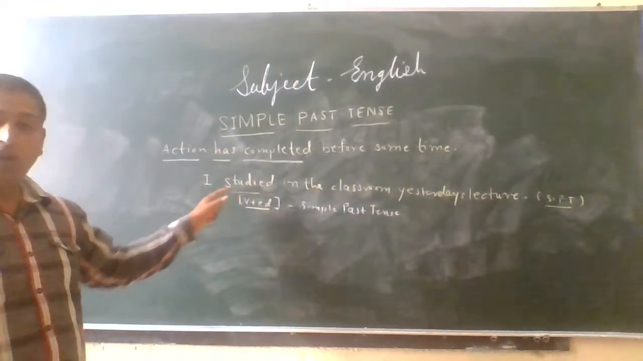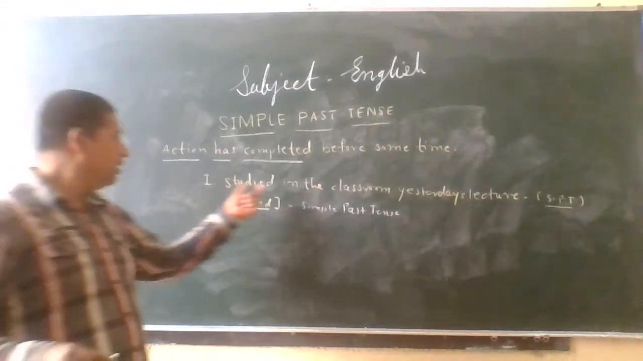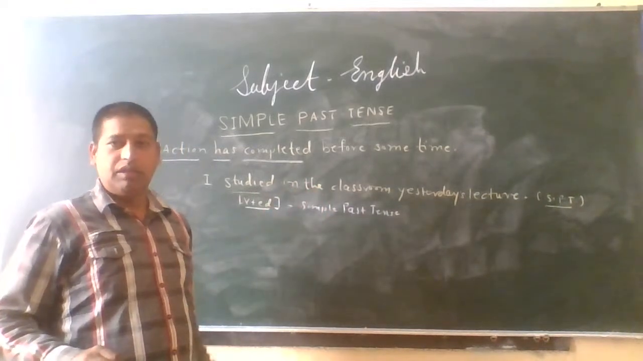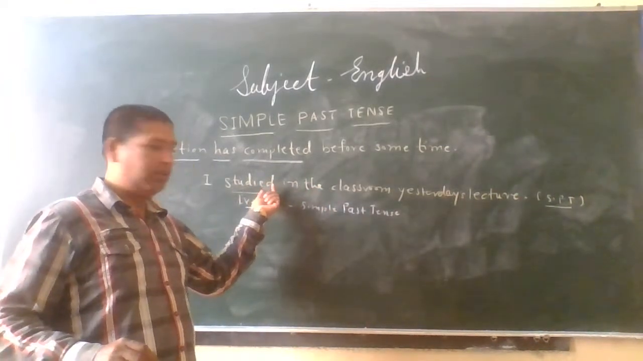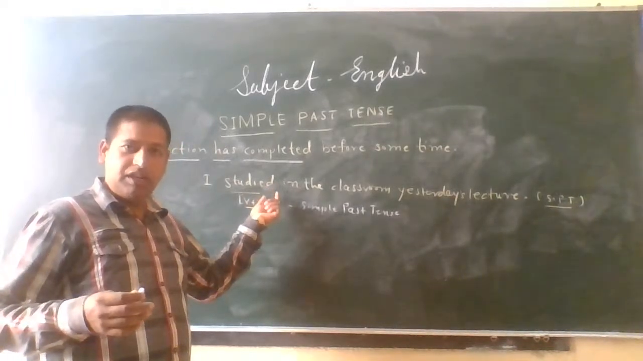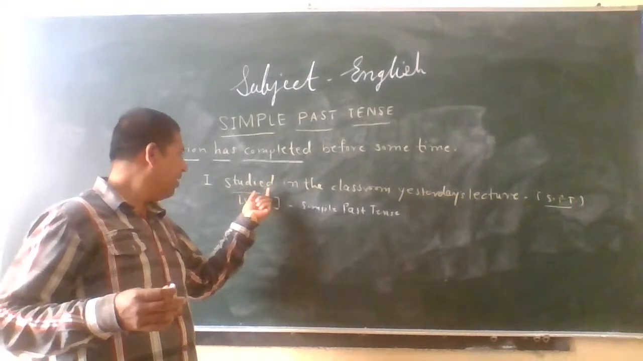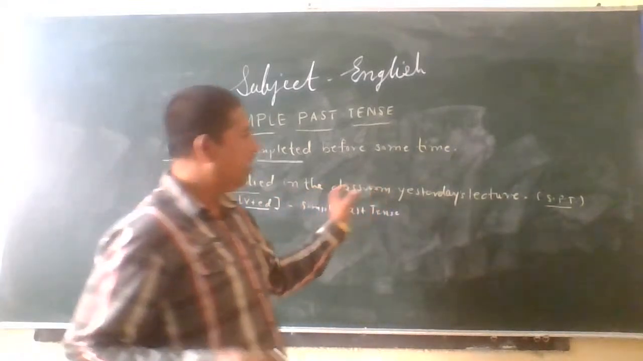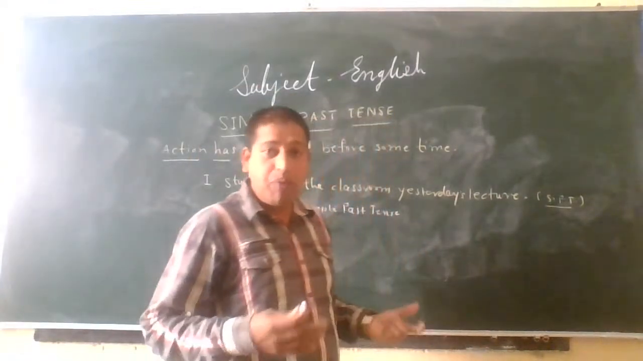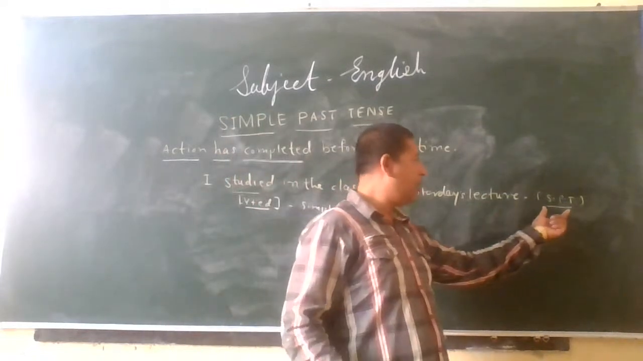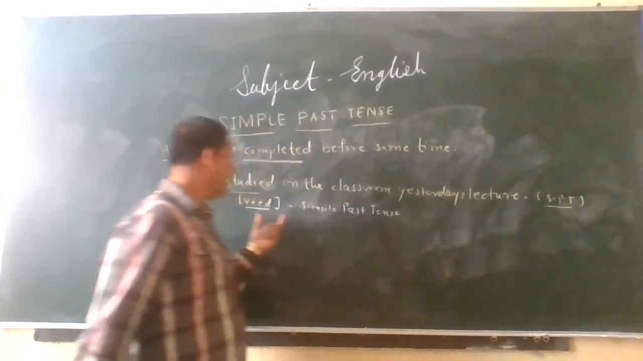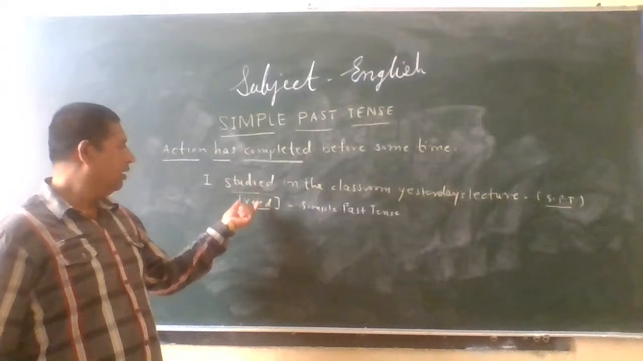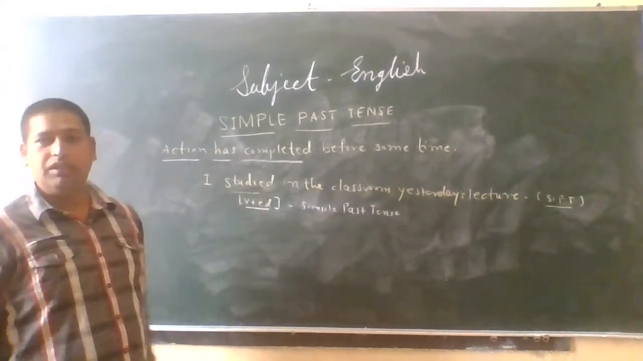I studied means you have already studied. Now you can understand that already I have seen, already I have referred, already I have observed. Whatever you have done, that situation has already happened, and it comes into the simple past. The simple past tense can be identified by verb plus ed. If you see the verb with ed added, it is the simple past.